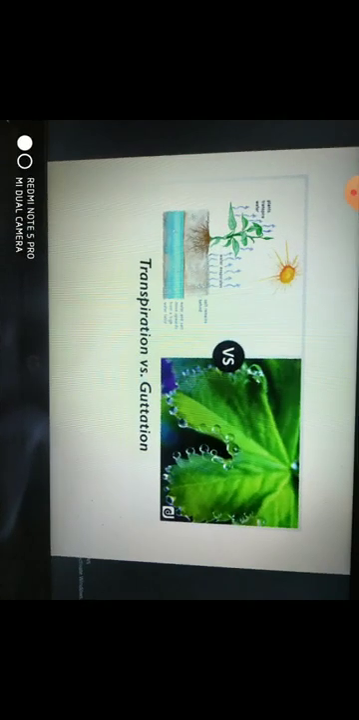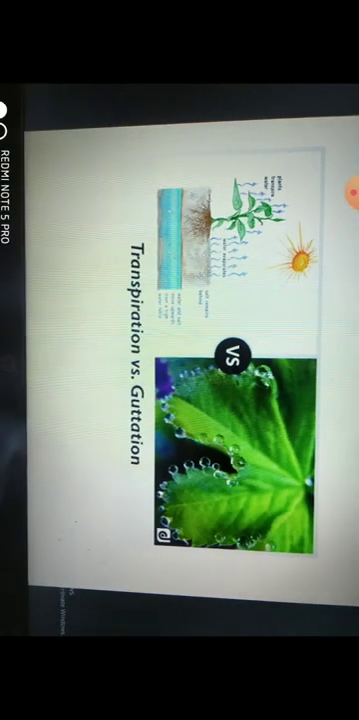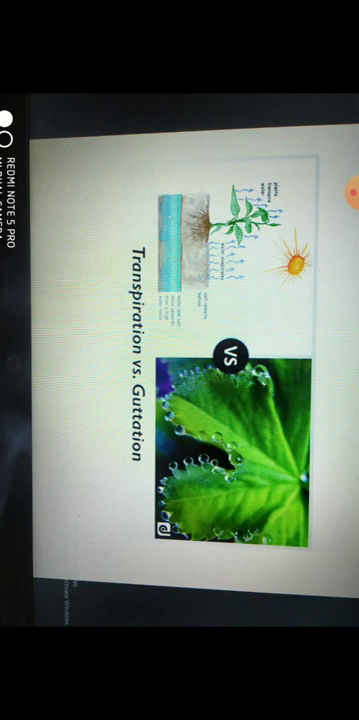This image shows transpiration versus guttation: transpiration on the left side, and in guttation, from the edges of these leaves you will find liquid droplets, and these liquid droplets ooze out through hydathodes.